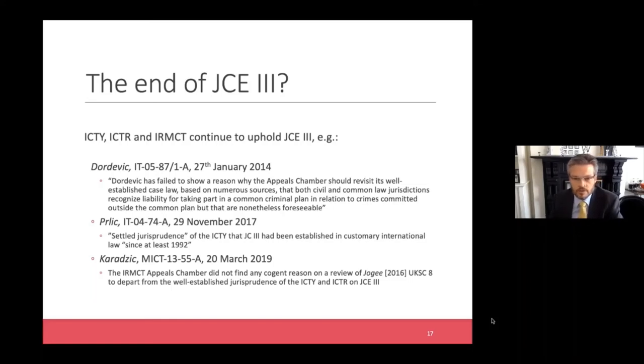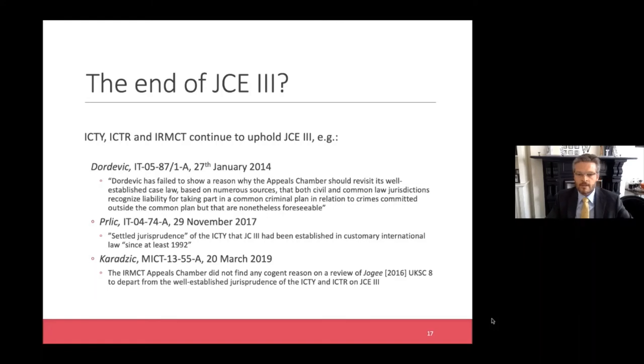Dordevic has failed to show a reason why the Appeals Chamber should revisit its well-established case law, based on numerous sources that both civil and common law jurisdictions recognize liability for taking part in a common criminal plan in relation to crimes committed outside the common plan, but are nevertheless foreseeable. Whilst the Appeals Chamber did not doubt the persuasiveness of the ECCC decision, it was not bound by it, and it did not constitute a cogent reason for the Appeals Chamber to depart from its own consistent jurisprudence.